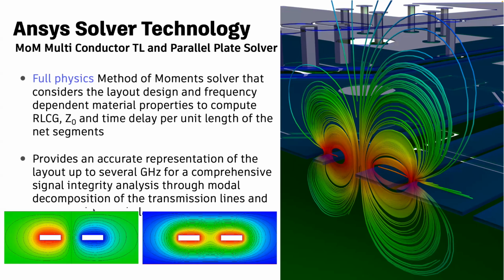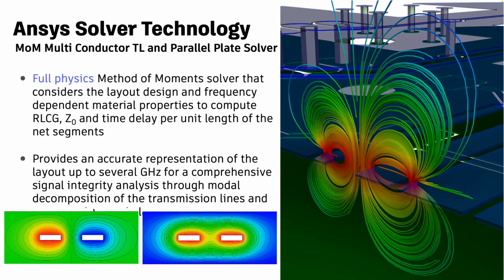Once we have the cross-section, which is a 2D geometry, we use the method of moment solver to compute RLCG, time delay, characteristic impedance as a function of frequency per unit length. Since we know the length of the segments, based on the design that we have in Fusion, the overall calculation becomes very easy. But going to the details of the method of moments, this is a frequency domain method.